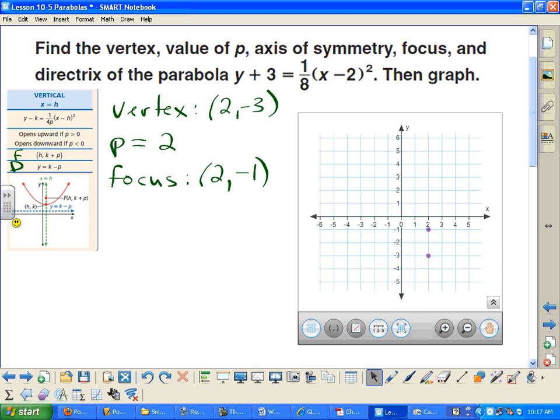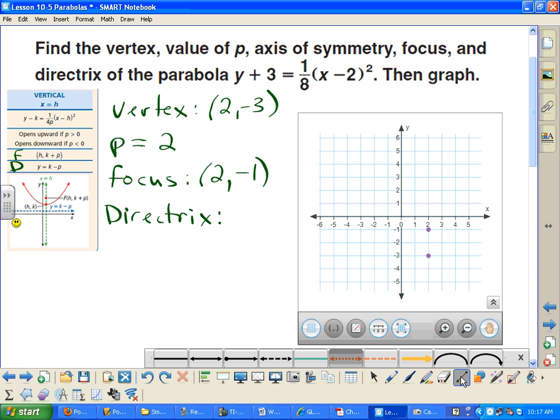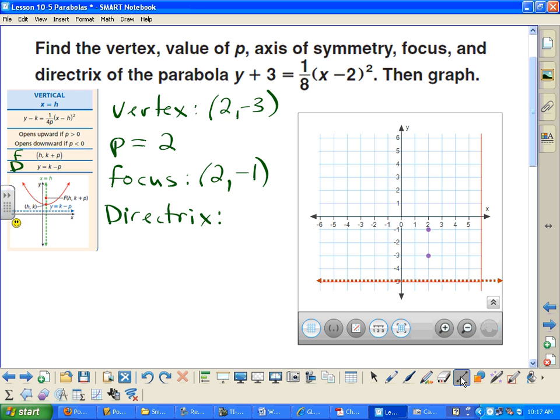And then to get to the directrix, we're going to go down 2. So we go one direction to get to the focus, we go the other direction to get to the directrix. Is it going to be a horizontal or vertical line? Okay, it's horizontal. It's going to be y equals. And if I go down 2, we're at y equals -5. And make sure you don't just put -5 there. It's actually a line.